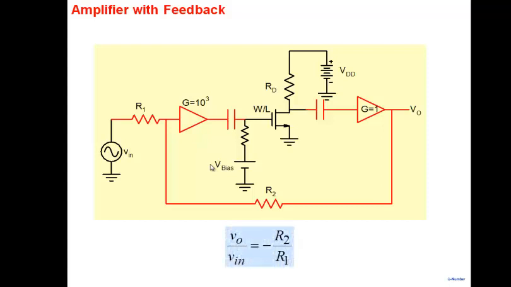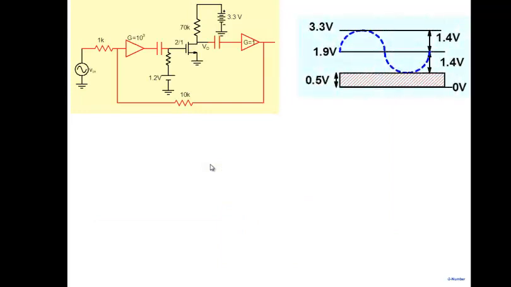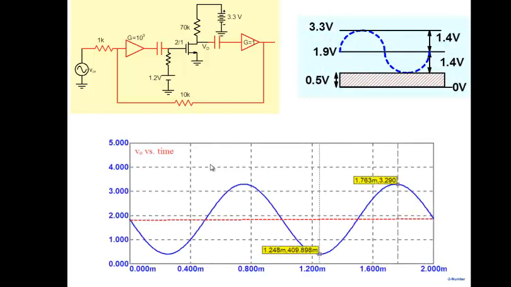So V0 by Vin is nothing but an inverting amplifier, R2 by R1. So I have my design of 70K. Based on this 70K design, this is biased at 1.9, and this is for the whole amplifier. For the whole amplifier, see this. Remember we had biased it at 1.9.